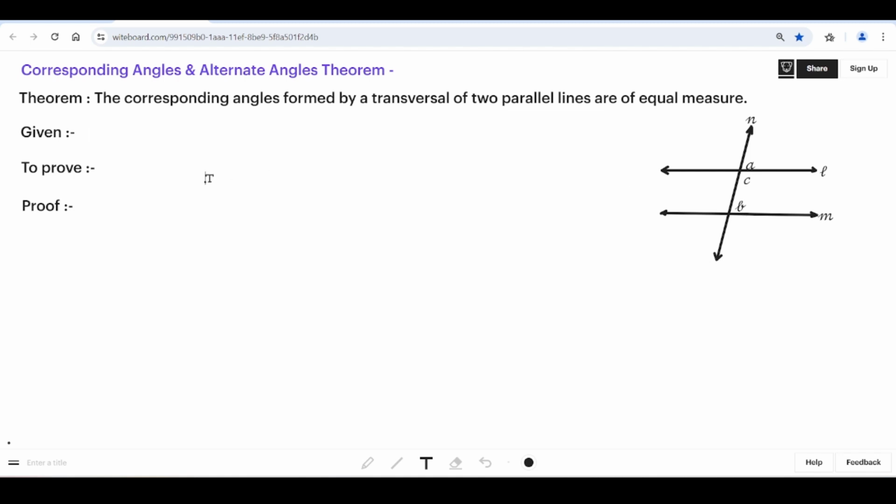Right? Now let's see the given. Given is what? Line M and line L are parallel. Line N is a transversal. Okay. Now, what we want to prove is that the corresponding angles are equal. Now, what are our corresponding angles? Angle A is equal to angle B. Right. Now, proof.